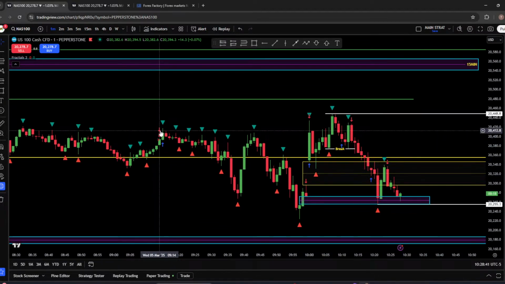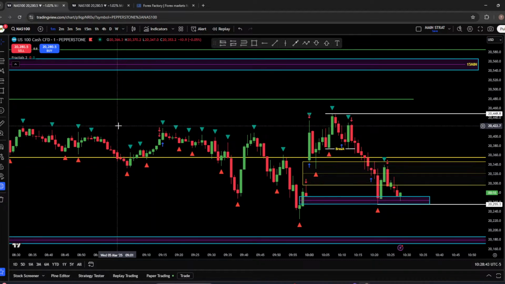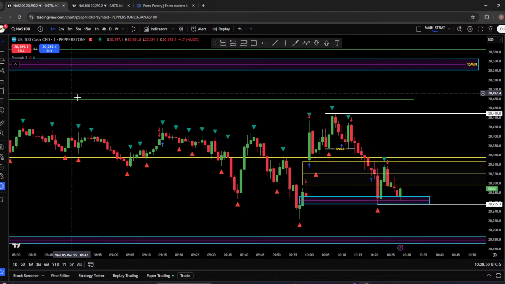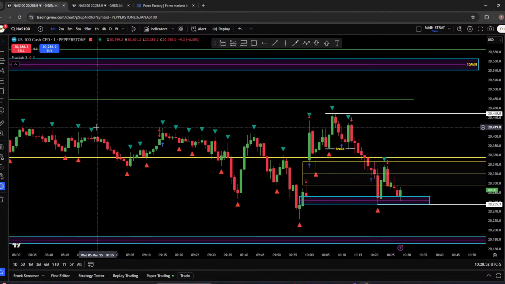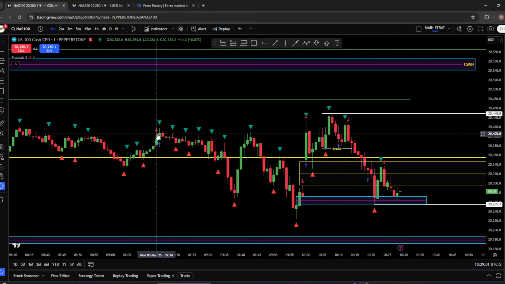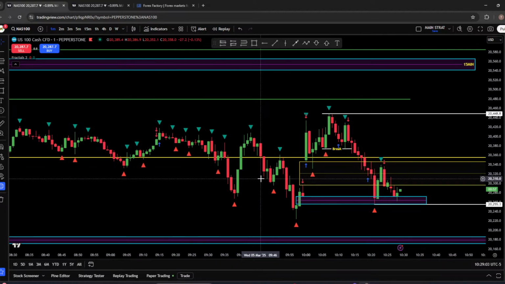So we took a short here. Should have had our stop loss above here, but we had it like right there, as you can see. But that was a good trade. Honestly, we shouldn't have lost that one.